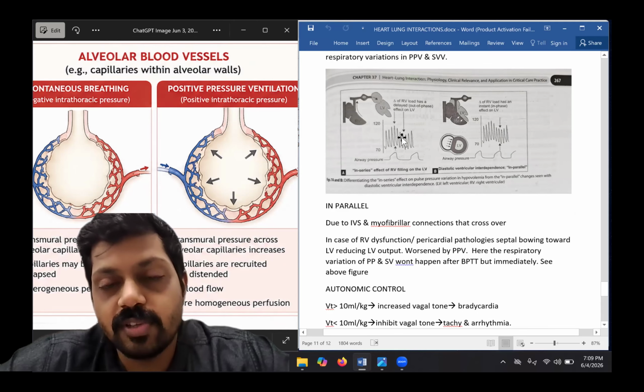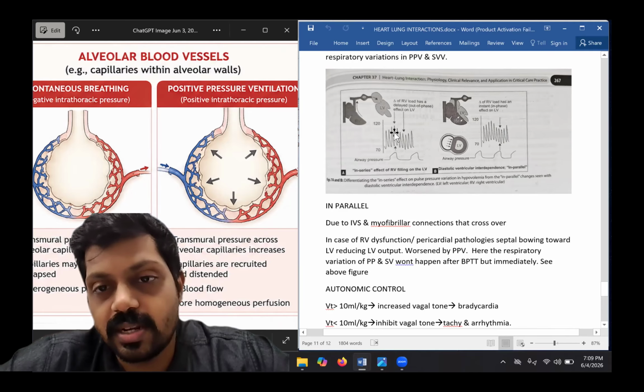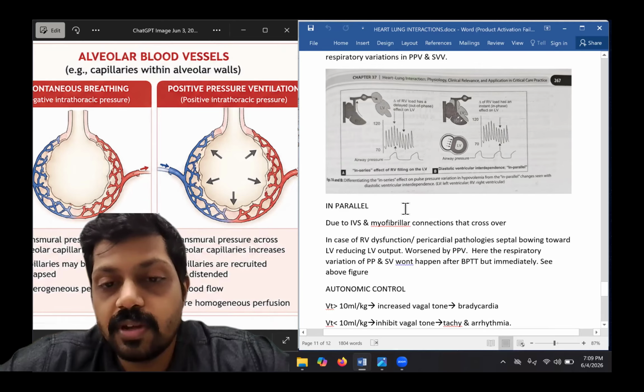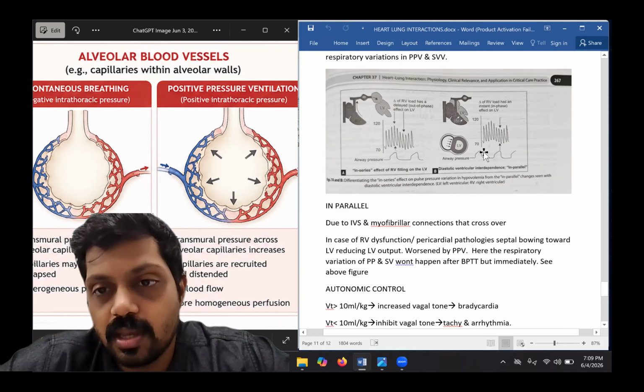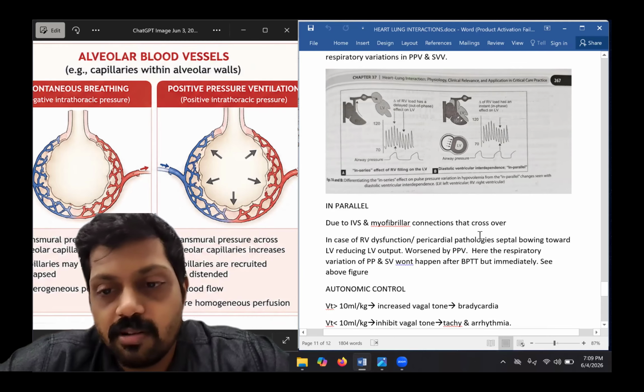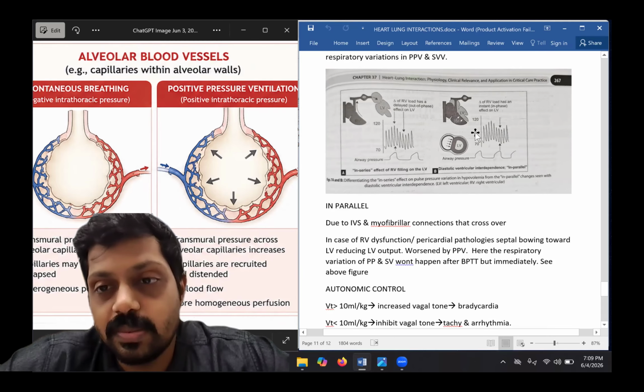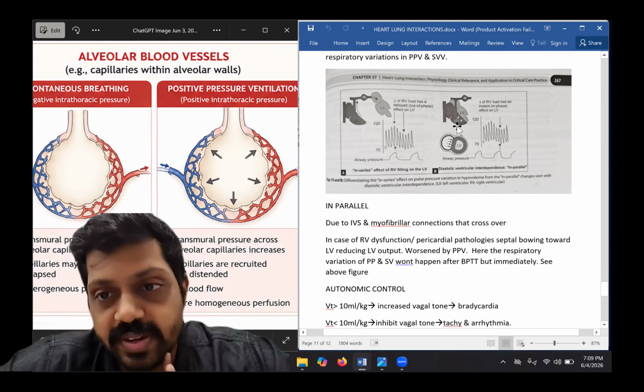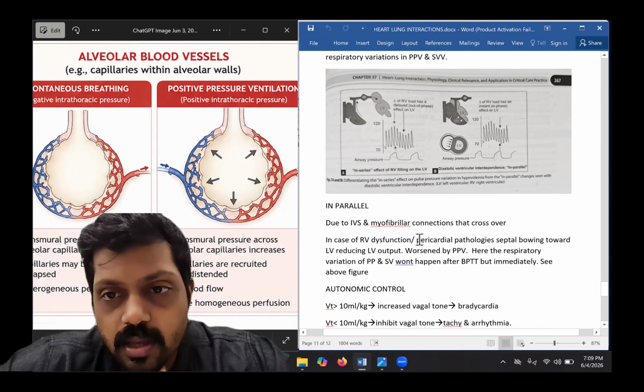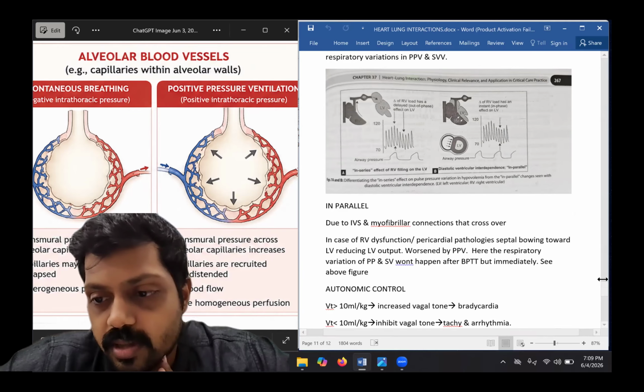The blood pulmonary transit time, which is 2 to 3 beats later, is seen because of interdependence in series. But if interdependence is happening in parallel because of some pericardial or RV pathologies, there will not be any transit time. It will instead be immediate. Immediately upon initiation of mechanical ventilation, you can see the drop in the cardiac output.